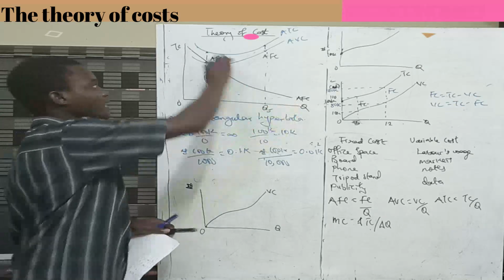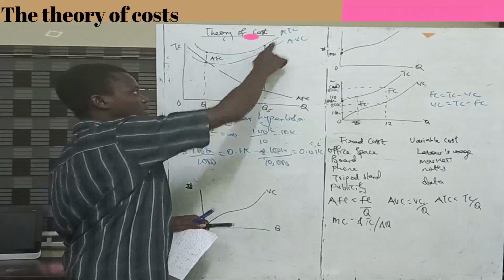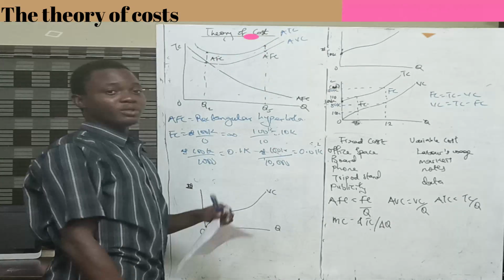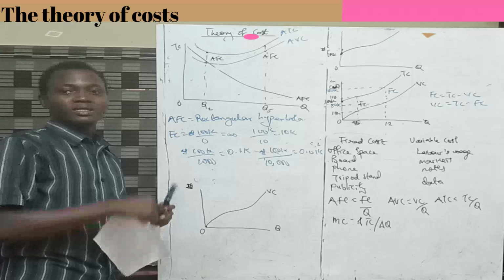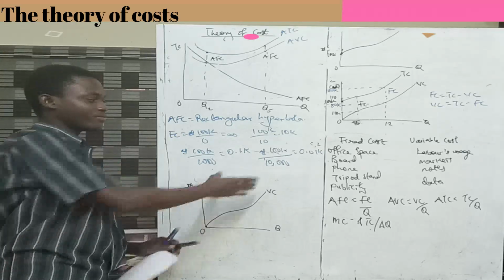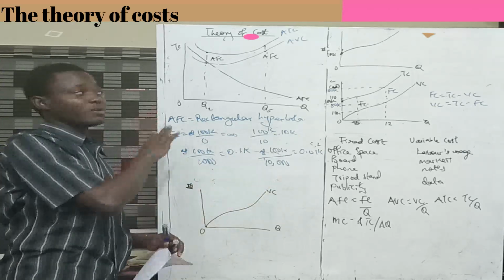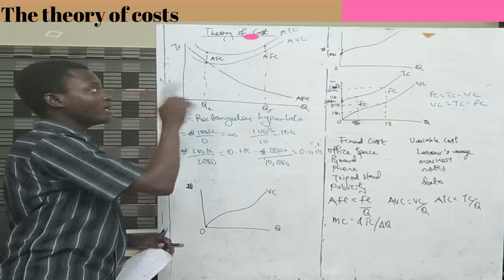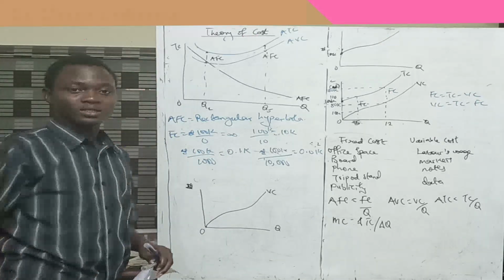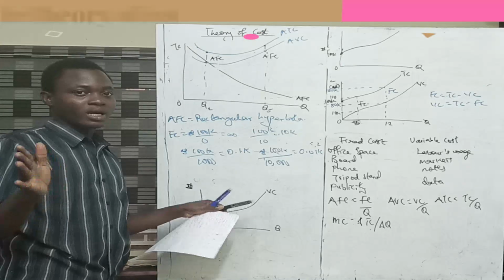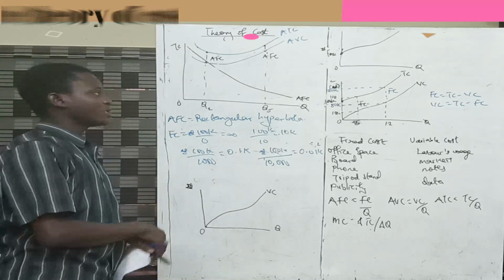I've already explained that. So the gap has to keep reducing like that. You understand? But they will never be equal in the short run, and the reason being that your AFC never becomes zero. I've shown an example here. AFC never becomes zero, and because of that, your AVC will never touch your ATC, but they keep getting closer and closer. All right, so that's that about that.